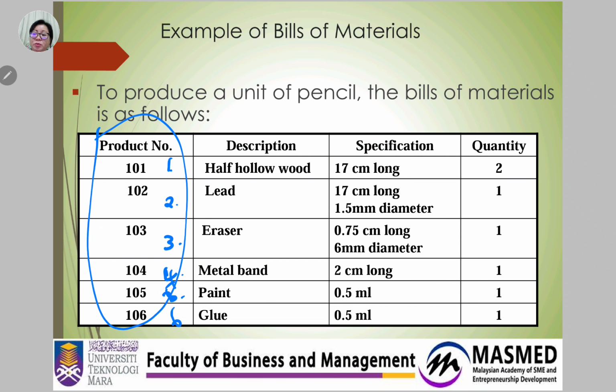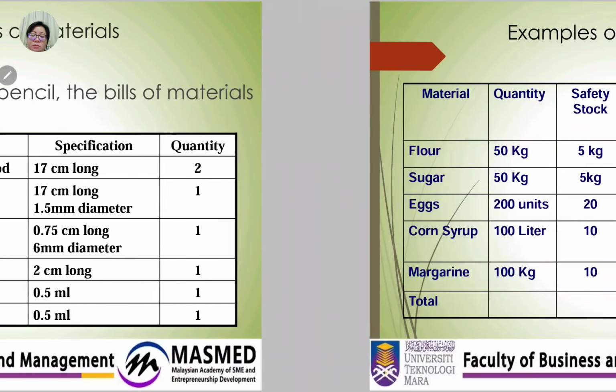For you to produce a pencil, you need half hollow wood. The specification will be 17 cm long, with lead that will be placed inside the hollow wood. The hollow wood is shaped like this. You need 2 of those half hollow wood to glue together to become a pencil. Then the lead, and this is the specification. Then the eraser, the metal band to connect the eraser and the pencil, the paint and also the glue. So this is just a simple example.